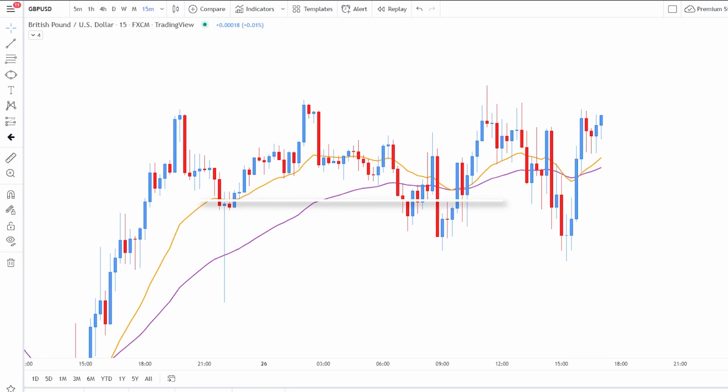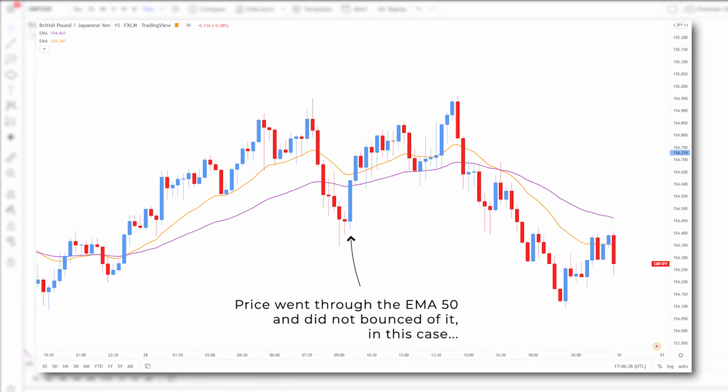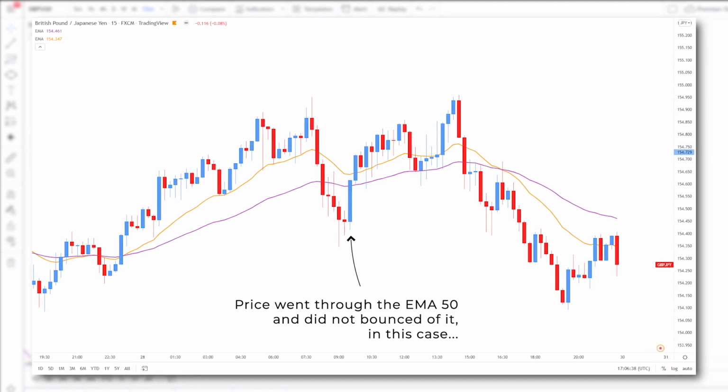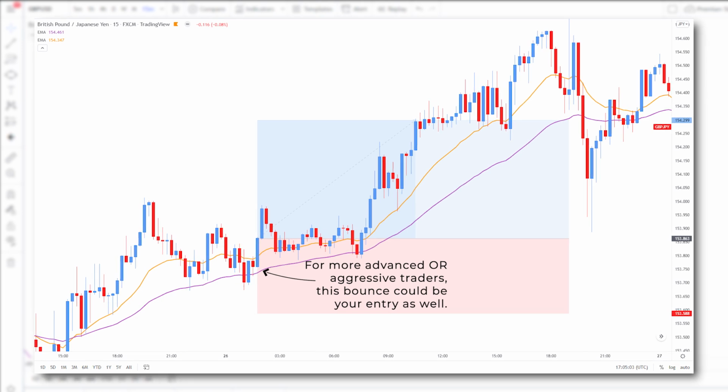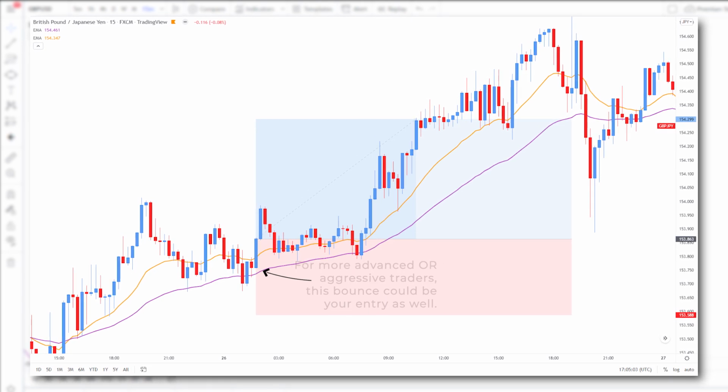And once the 20 EMA has crossed above the 50 EMA, we want to look for the first bounce of the 50 EMA. Don't worry if the market didn't bounce off the EMA and just went through it, then we want to wait until the bounce occurs before considering that the first bounce.